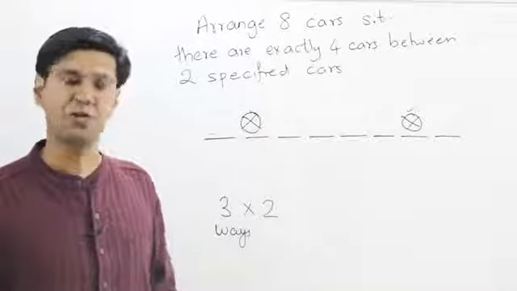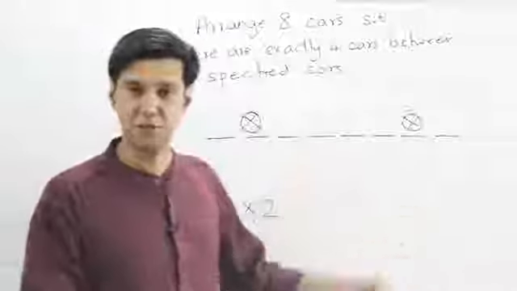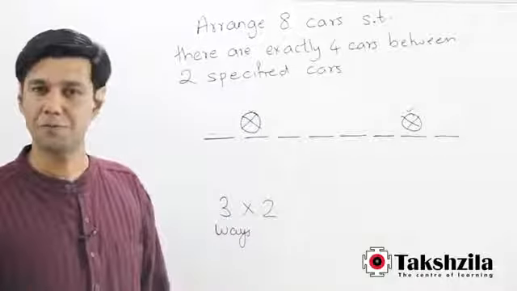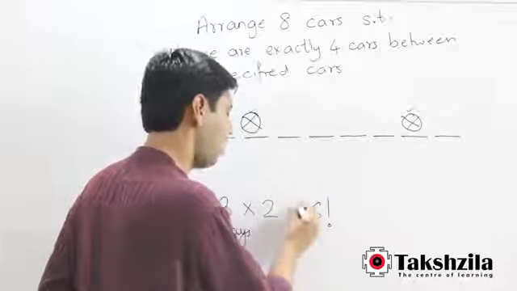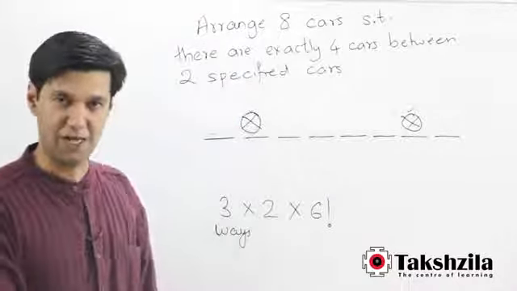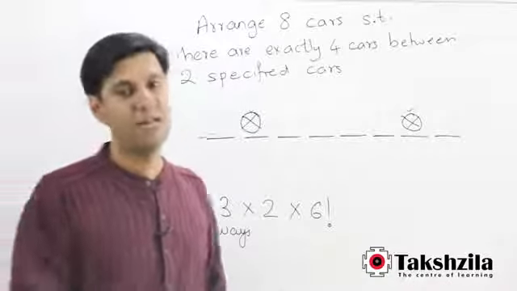Having satisfied the condition, we take a pause and reassess our situation. I have 6 slots and 6 cars to be parked, and they could be parked in 6 factorial ways. Needless to say, all 8 have to be parked, so it is going to be a product. And so our answer here is going to be 3 into 2 into 6 factorial. Over to the next example.